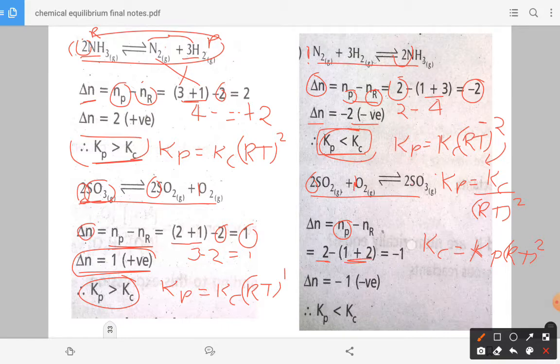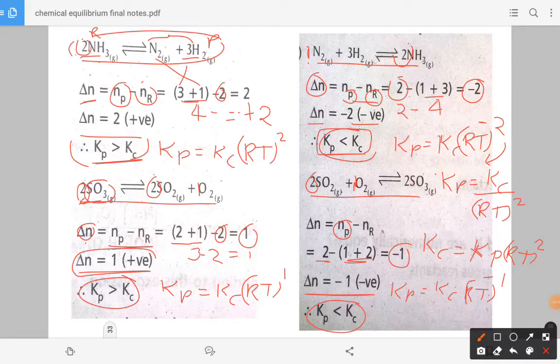So 2 minus 3 means how much we are getting? Minus 1. So delta n is negative. Once delta n is negative, what does it mean? Kp is less than Kc. Again, if you want that relation, we can write it as Kp equal to Kc (RT) to the power delta n, that is (RT) to the power minus 1. Like that you can go for the simplification again. This is the example for the relation between Kp and Kc.